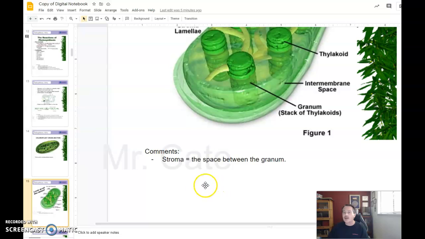Okay, what I do want you to put in on this for a comment is the stroma equals the space between the granum. Okay, stroma equals space between the granum. And in this space is where you're going to have the exchange of the gases going on. You're going to have oxygen that has been basically produced here and is trying to get rid of it, is in the stroma, and it's trying to get out. You got CO2 that is trying to get in, and you got water that's surrounding everything. Okay?